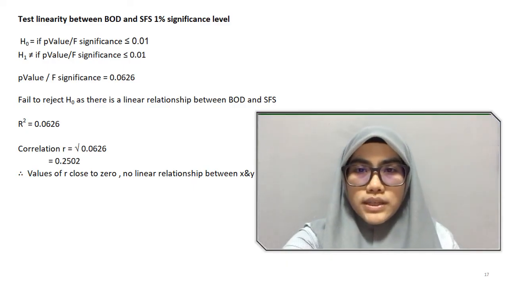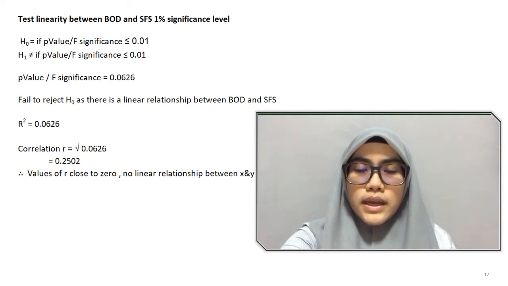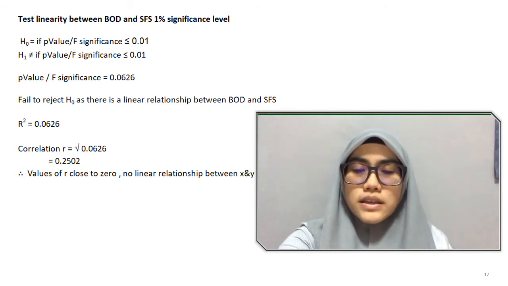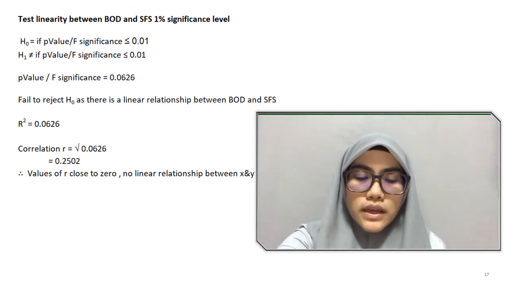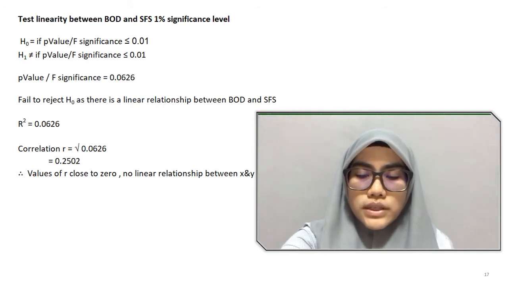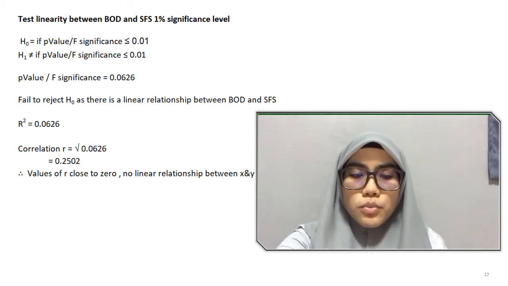Test linearity between BOD and SFS given the 1% significance level. The hypothesis for this is the null will be accepted if the p-value of F significance is less than or equal to 0.01, and H1 will be accepted if the p-value of F significance is not less than or equal to 0.01. Here we get the p-value of F significance as 0.0626. Therefore, we fail to reject the null, as the result for the p-value is more than 0.01.